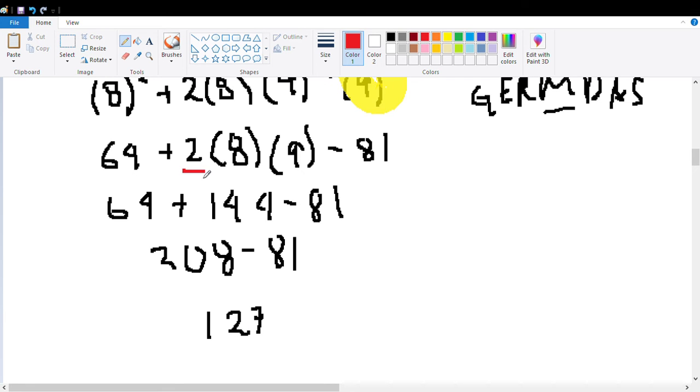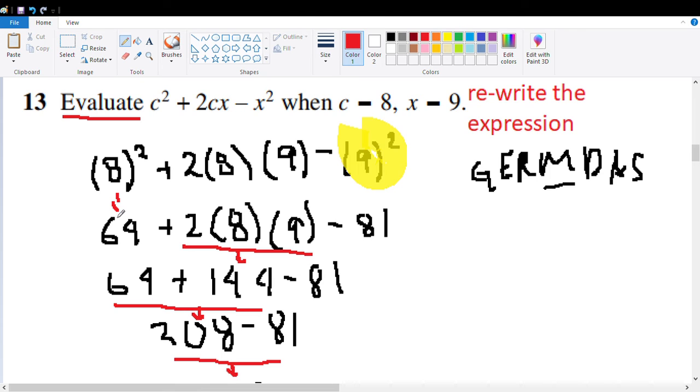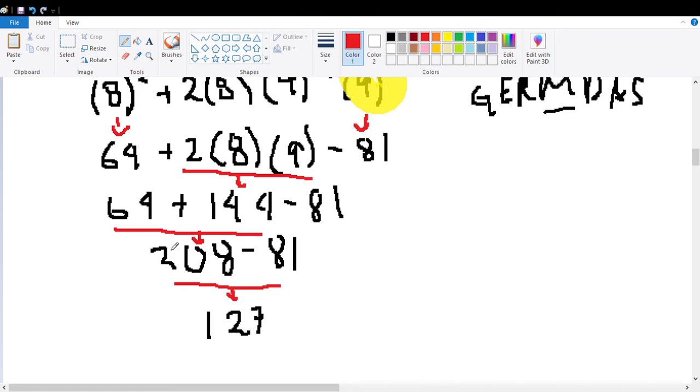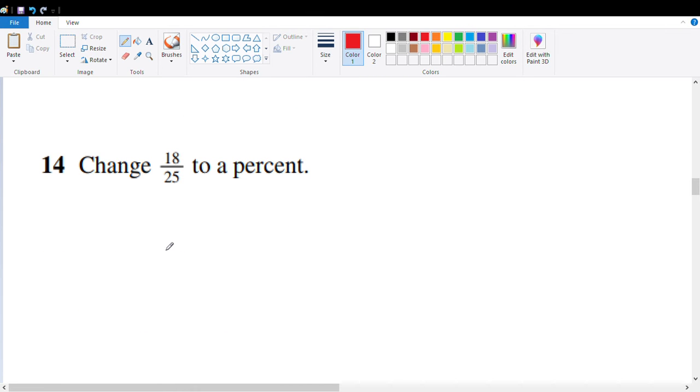Just in case you didn't know, this is this, this is this, and this is this. 8 squared is 64, 9 squared is 81. Just in case you got lost where 144 or 208 comes from, it's basically here. We multiplied in one go, 2 times 8 times 9, which is 144.